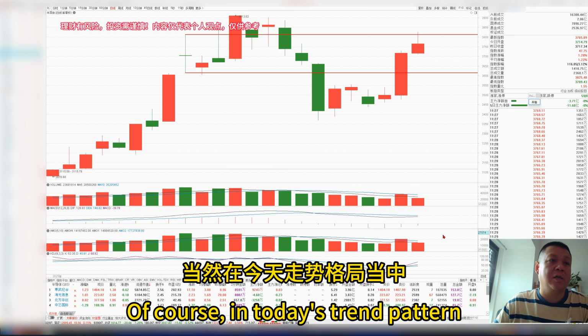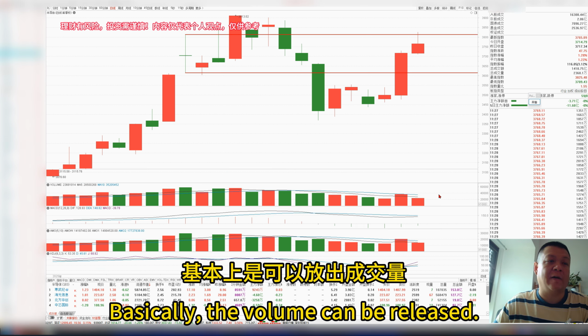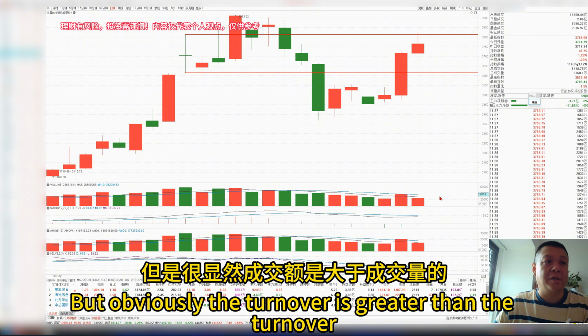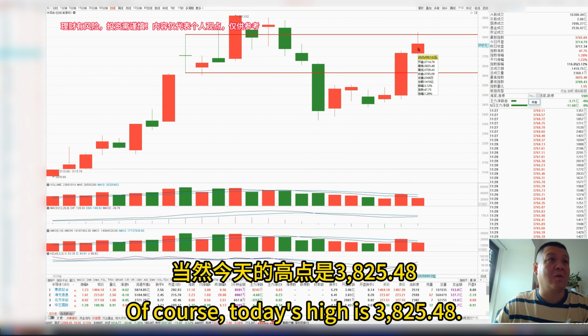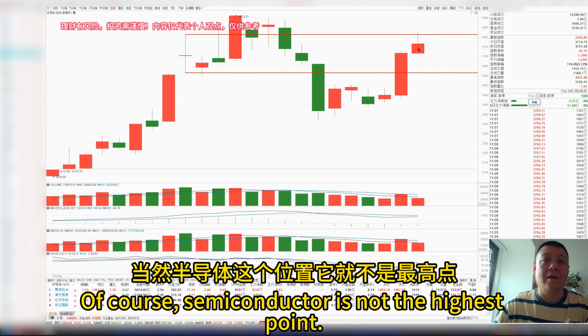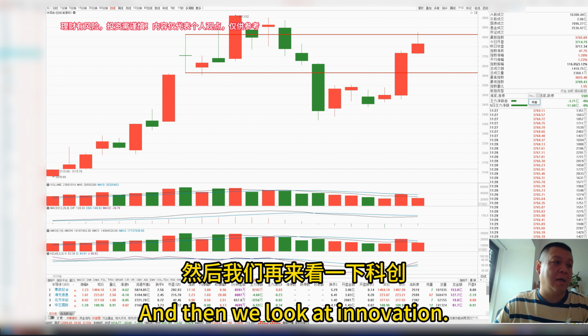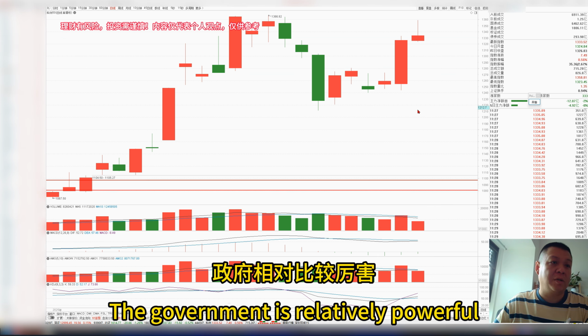Of course, in today's trend pattern, as you can see, the transaction volume can basically be released. Of course, it needs to be confirmed, but obviously the turnover is greater than the previous turnover. Therefore, once the volume is increased, of course, today's high was 3,825.48. Of course, the semiconductor position is not the highest point. That is, look up with your head raised. And then we can look at the Innovation Board. The amplitude in that board is relatively powerful.